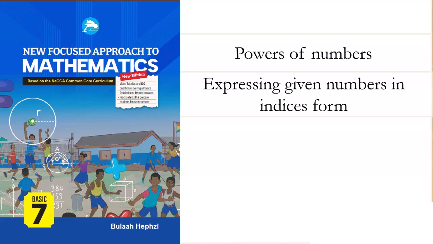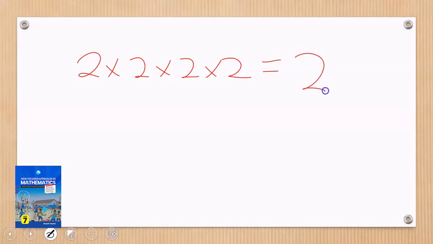In this video, we want to look at powers of numbers, how we can express given numbers in indices form. Powers of numbers simply means you're looking at indices or exponentiation. For example, if I have a number 2 times 2 times 2 times 2, can I write this in a very simple way? I can just say 2 is multiplying itself 4 times, so I can write it this way.